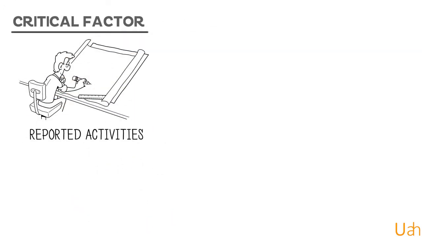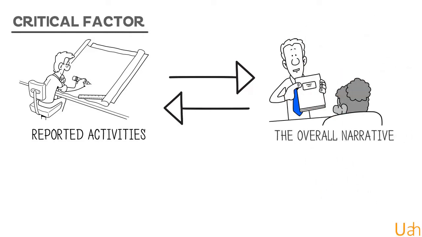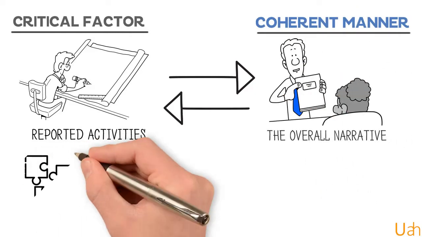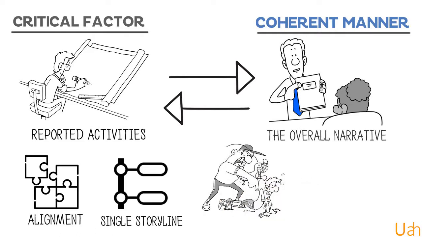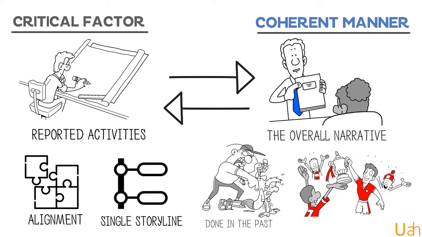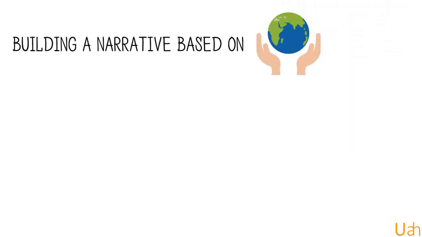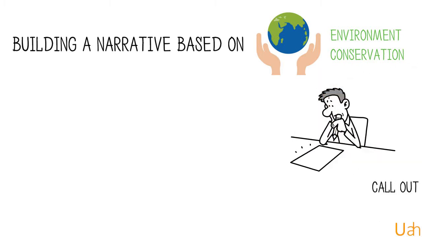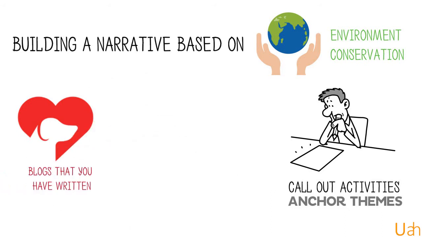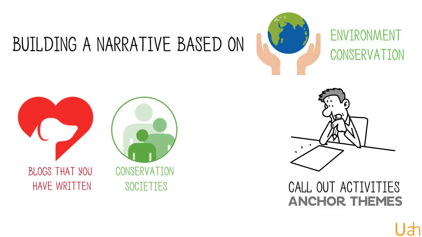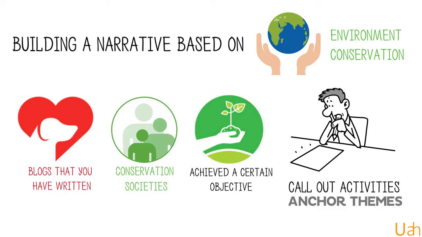Alignment. This is a critical factor to ensure that the reported activities and the overall narrative of your application are threaded together in a coherent manner. All the reported activities should be in alignment, following through a single storyline and clearly reflect what you have done in the past and what you intend to do in the future. For example, if you're building a narrative based on environmental conservation, then you may want to call out activities related to 2 to 3 anchor themes around love for animals, like blogs that you've written, conservation societies that you're a part of, and supplementary burst activities, which have achieved a certain environmental conservation objective.